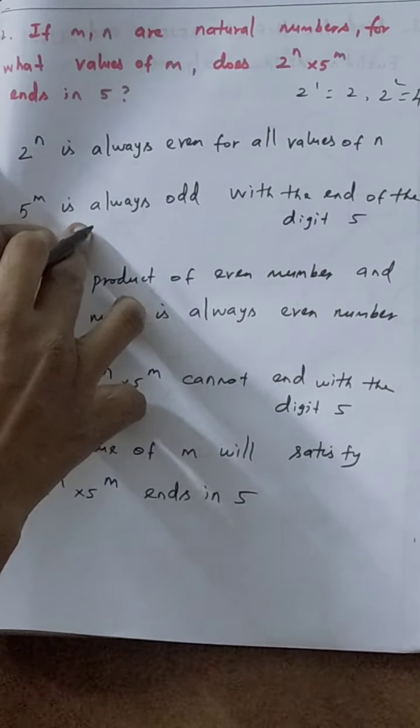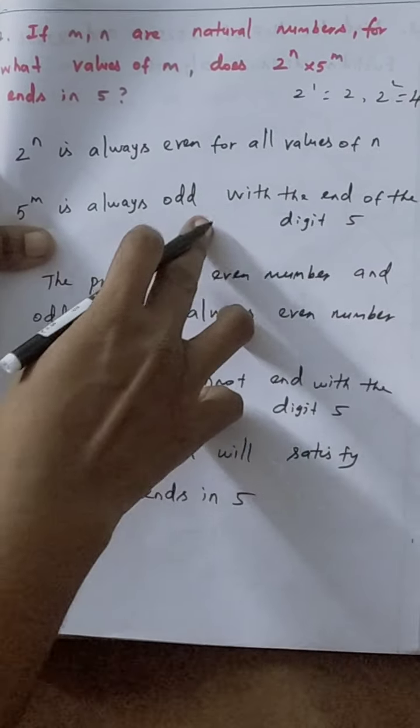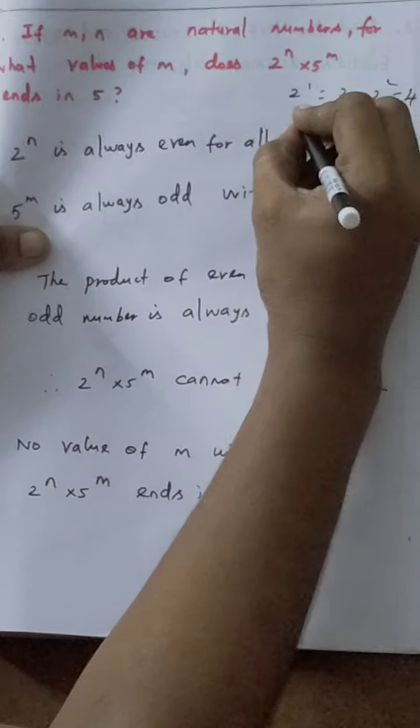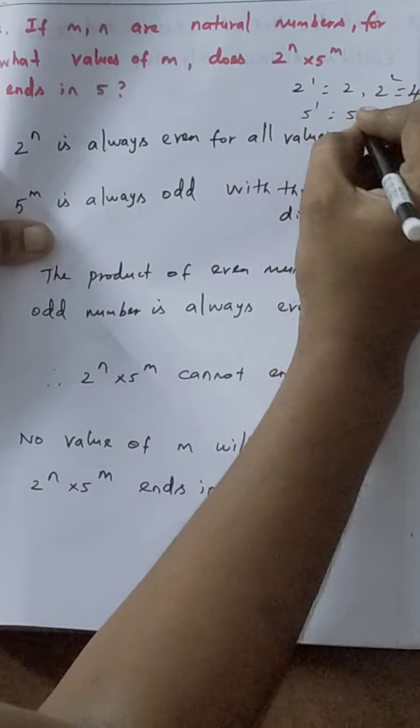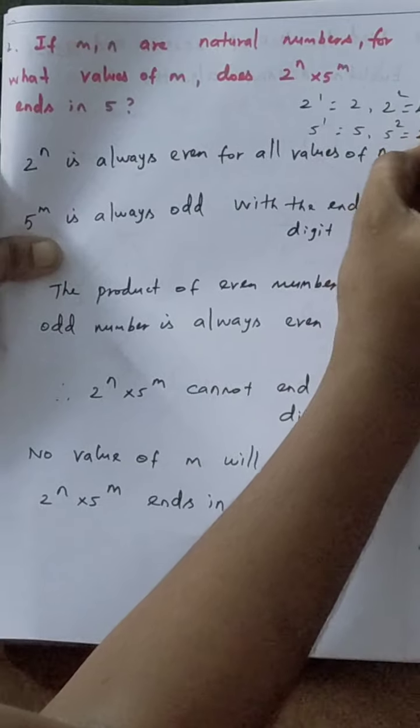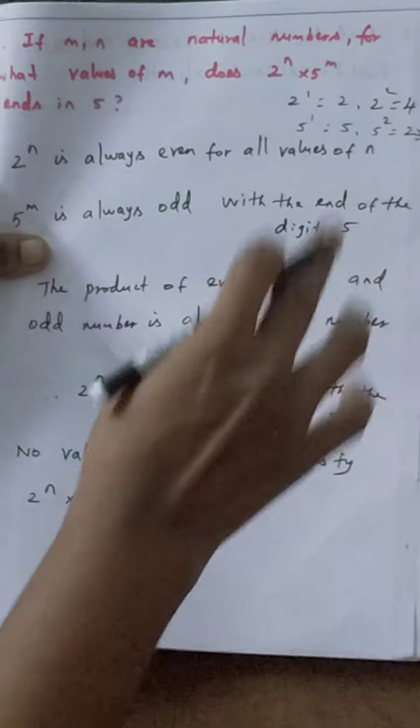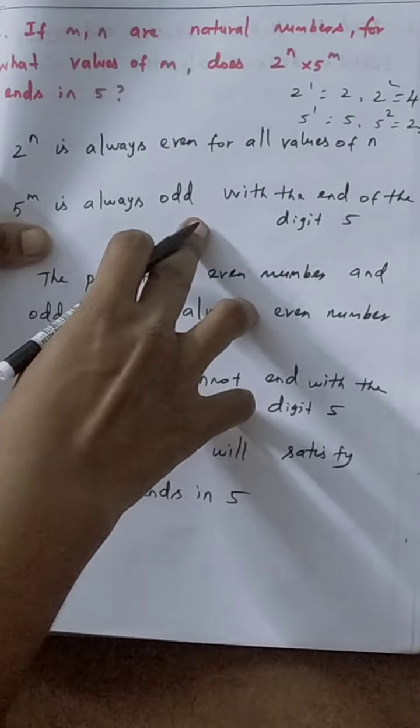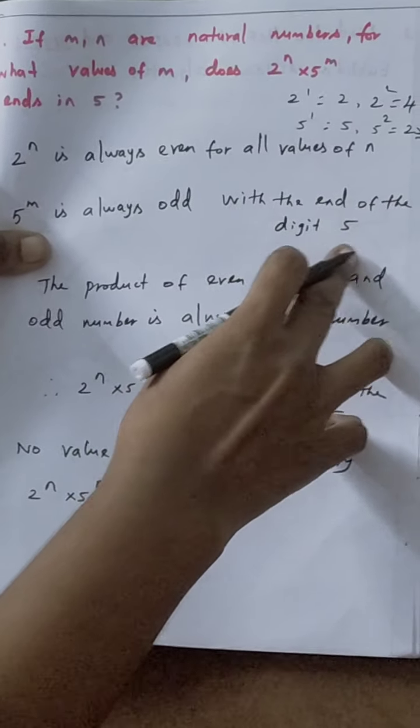Next is 5 power m, which is always odd. To check, 5 power 1 is 5, then 5 power 2 is 25. What's the one's digit? 5, which is also odd. So 5 power m is always odd, with 5 as the last digit.